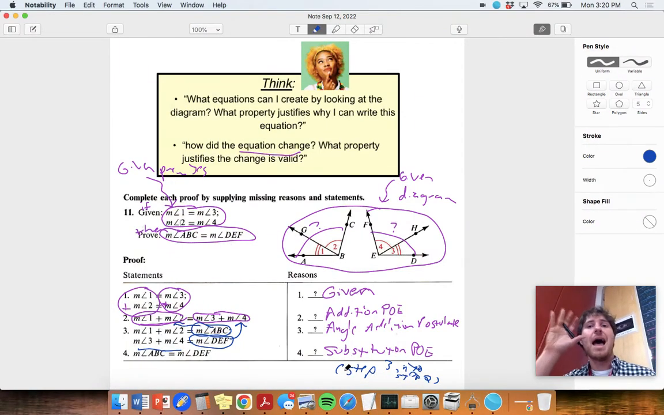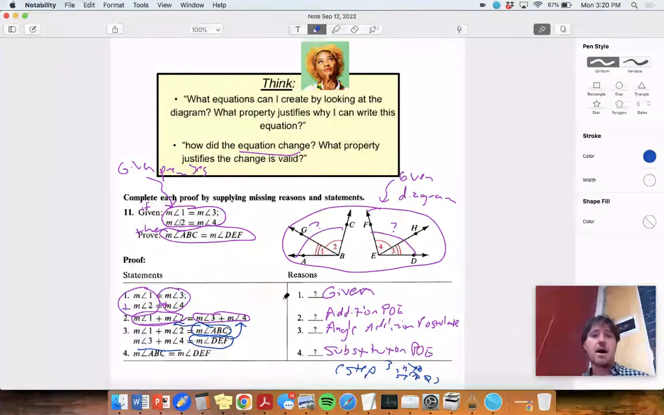So how is the equation changing? In step 1, I was adding the two sides together. That's how I can get the equation changed. Justify it: addition property of equality. How can I use the diagram to help me? Well, a diagram helps me with adjacent angles.